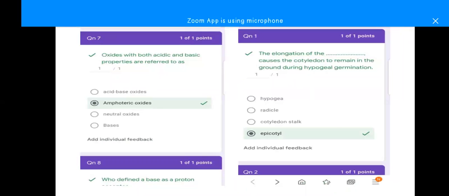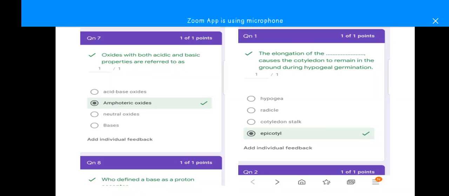Number 7, oxides with both acidic and basic properties are referred to as. The answer is amphoteric oxides. That is, they can react with both a base and an acid. They react with both bases and acids. They are not neutral entities, but they can react with both at the same time. Okay.